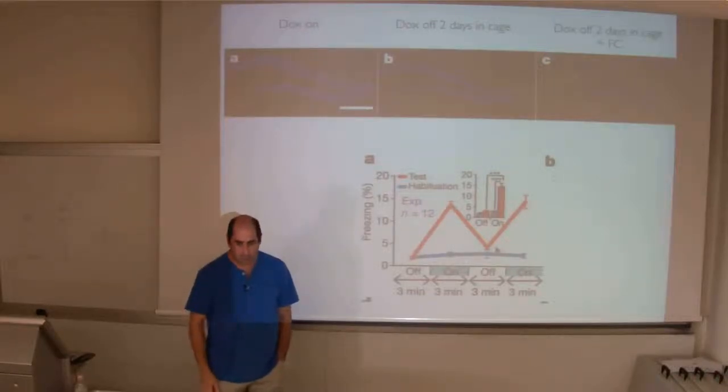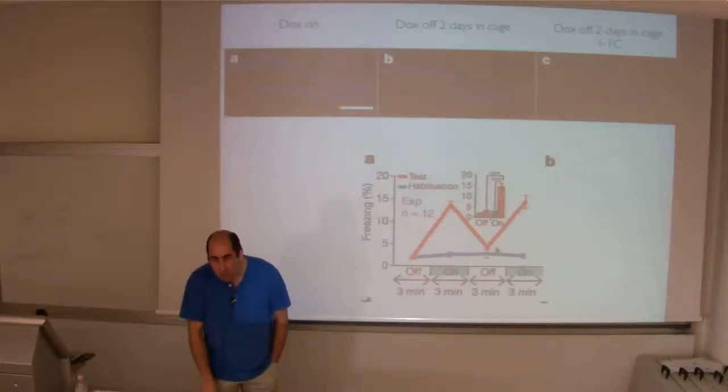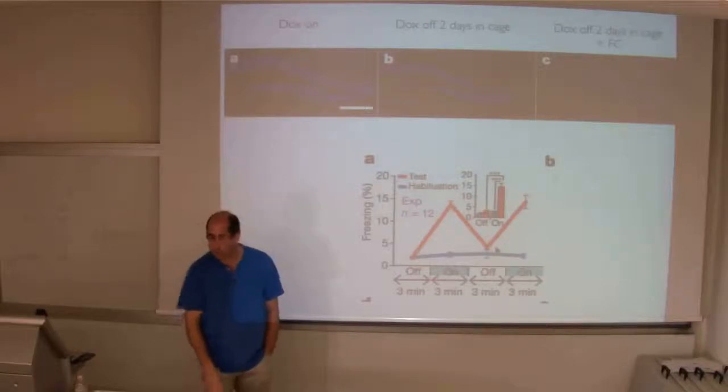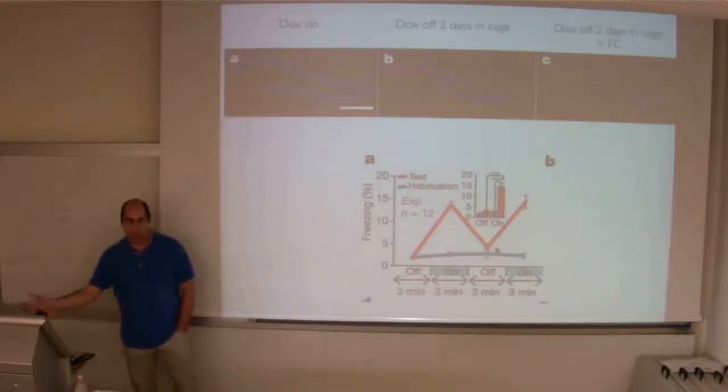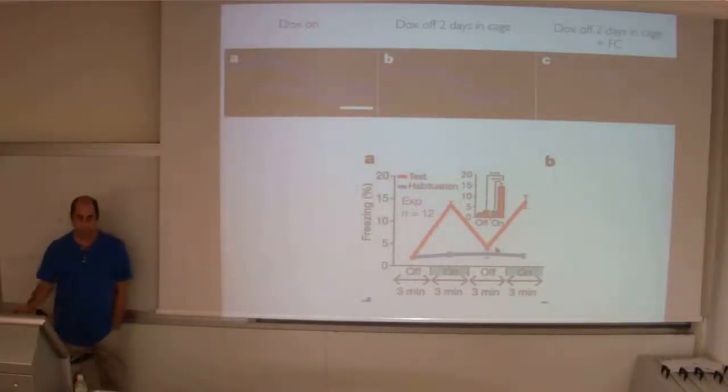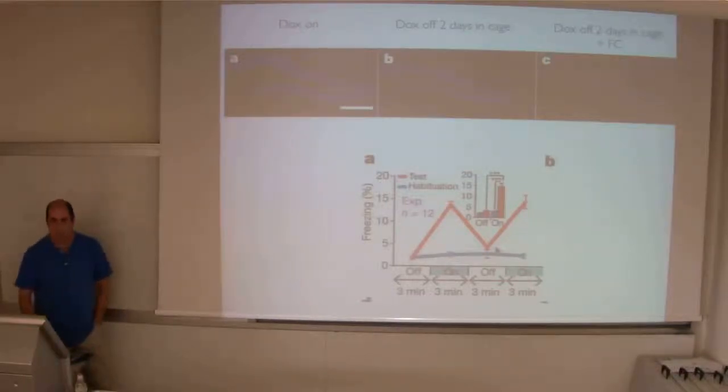Okay. What type of neurons were they? Dentate gyrus. I don't think they have any electrophysiology together with that. They didn't record from these neurons. Okay, but place cells are usually in CA1.